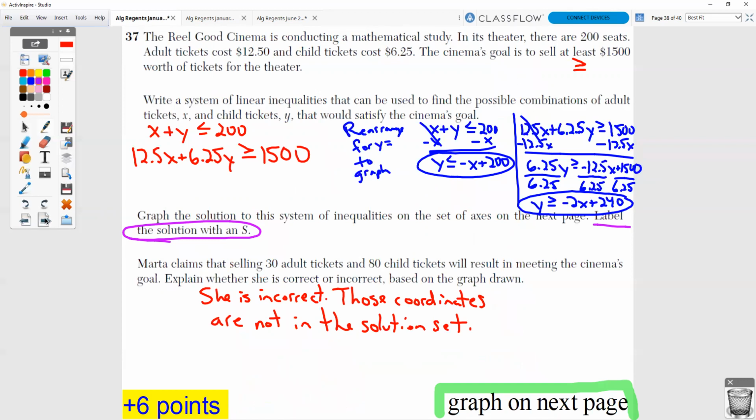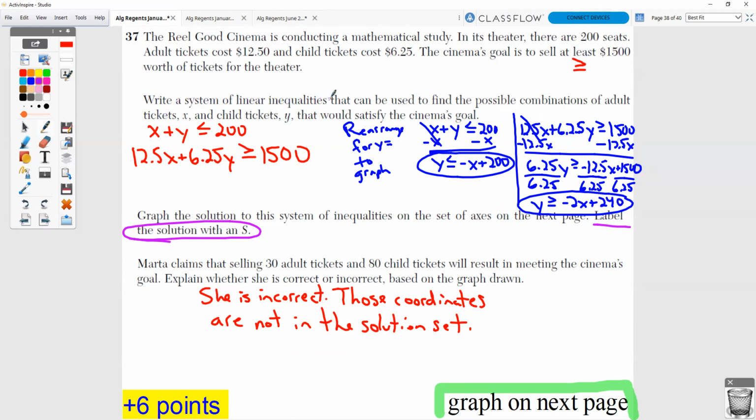Number 37 is our last question. It is a 6-point question. All right, so in this question, it says in a theater, you have 200 seats. Adult tickets cost $12.50. Children's tickets cost $6.25. The goal is to sell at least, remember, you have to be at least 16 years old to drive a car. You could be equal to 16 or more than 16. So they want to sell at least, greater than or equal to, $1,500 worth of tickets.